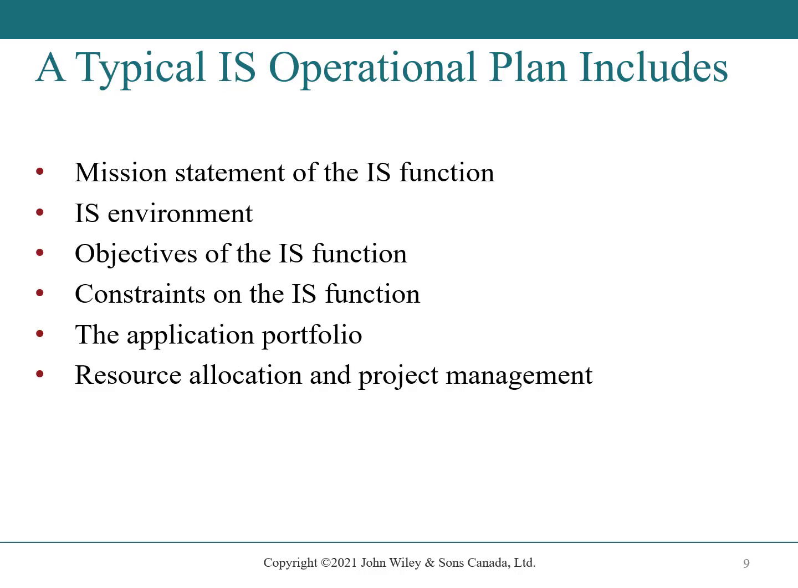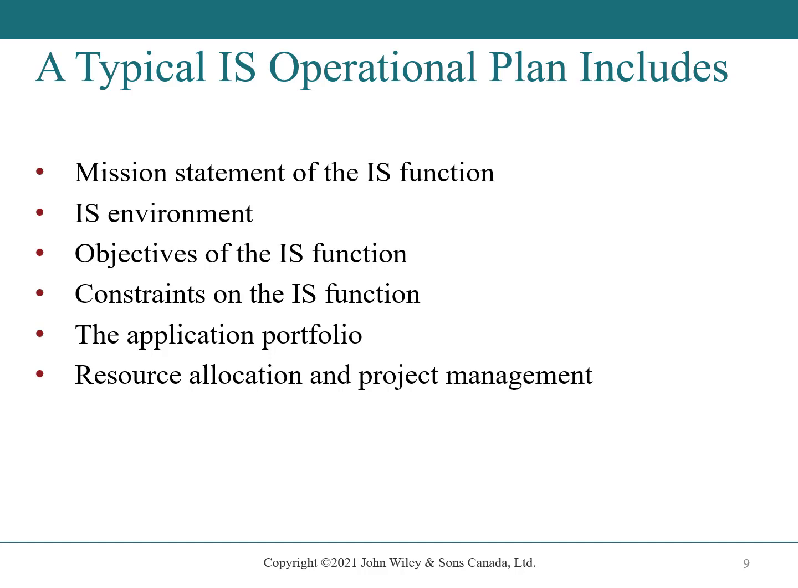A typical IS operational plan includes a mission statement of the information system function, the IS environment, objectives of the IS function, constraints of the IS function, the application portfolio, and the resource allocation and project management. The mission statement is derived from the IT strategy. The IS environment is the summary of the information needs of the individual functional areas and of the organization as a whole.